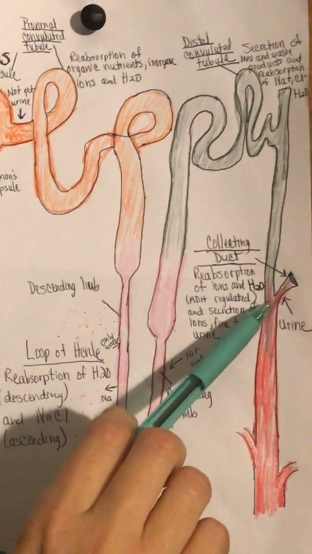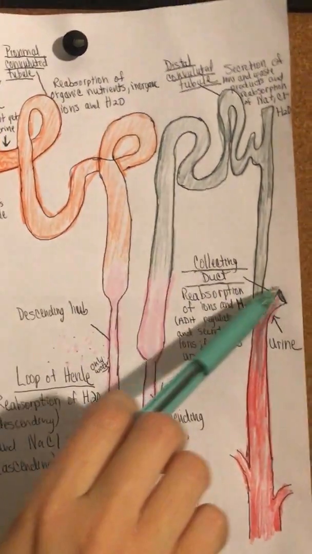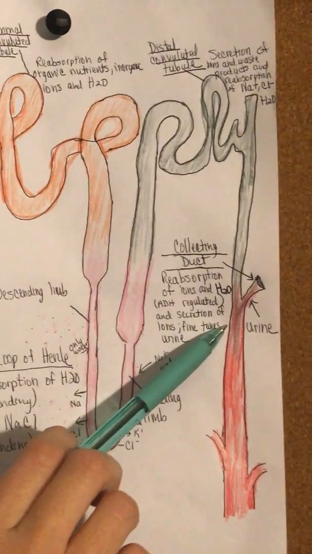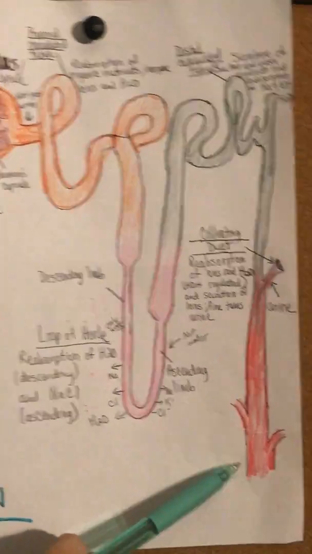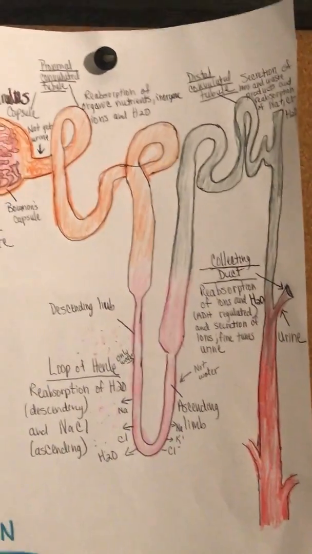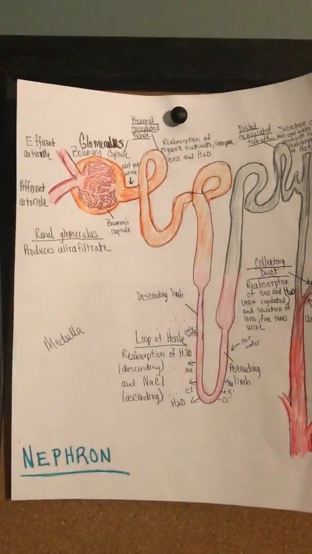And then we fine tune the urine here, and when it goes into the collecting ducts, this is when we can actually call it urine. It continues to go down into the ureters, and then into the urinary bladder, and that is the formation of urine.